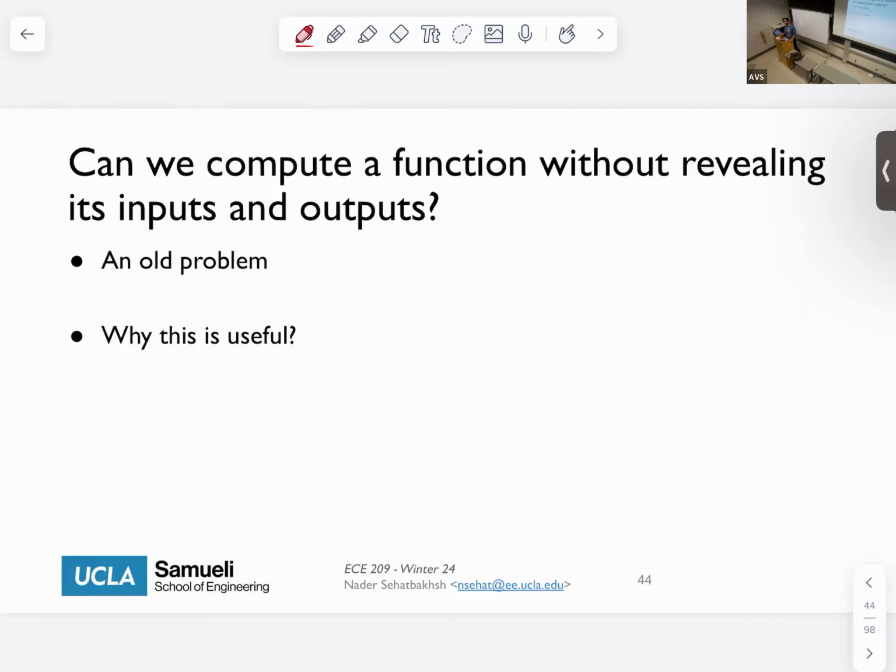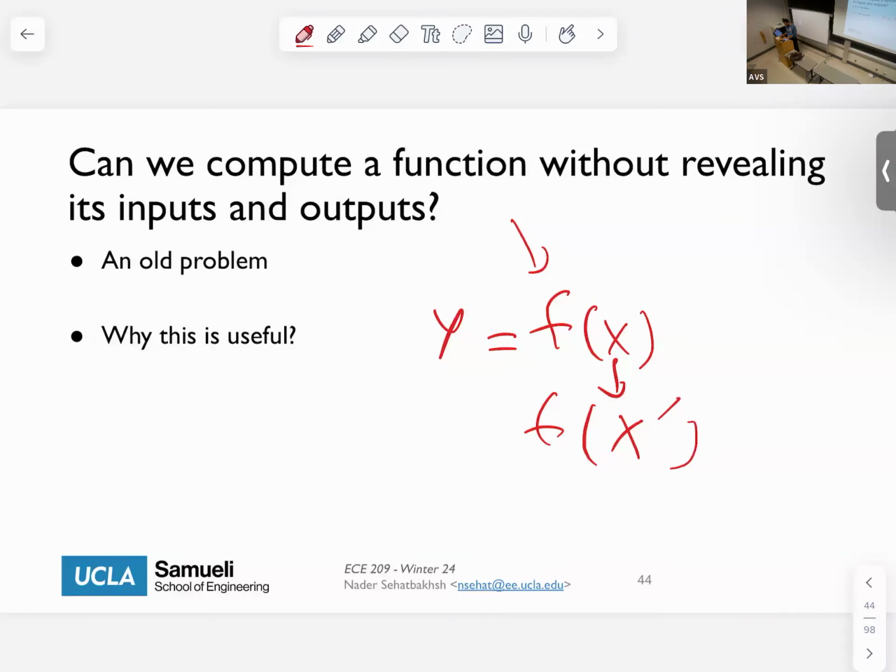So the problem I'm going to talk about is: can I compute a function without revealing its input? In other words, if I have a server that has a function f, and I want to compute y equals f of x, can the cloud side have f but never see x, instead seeing x prime, which is, for example, the encrypted version of x, and still provide y? This is actually an old and very useful problem.